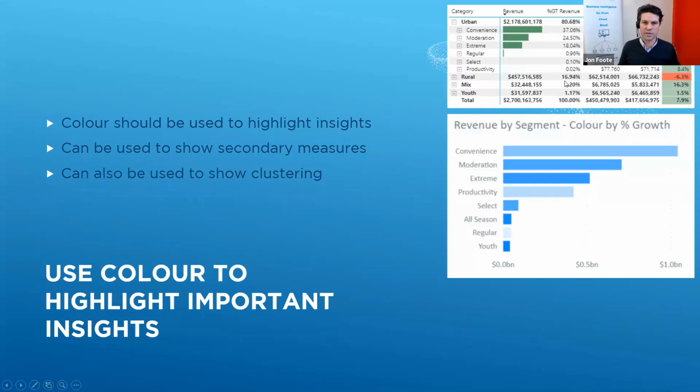The other option there is using it as a secondary measure, really powerful here, that we can have a look at convenience as a revenue. We can see it's our largest segment in this case, but with our secondary color of percentage growth, we can see that youth and all season are growing. Convenience is sort of midline, but productivity is obviously the lowest with regular on the percentage growth. So really powerful to be able to use colors as adding value rather than just confusing.